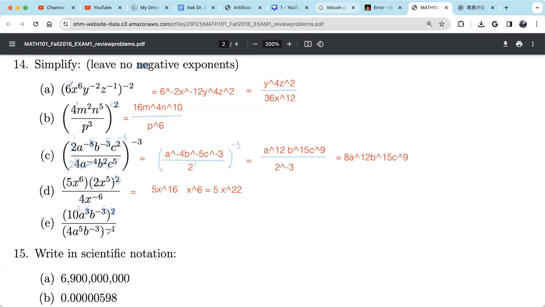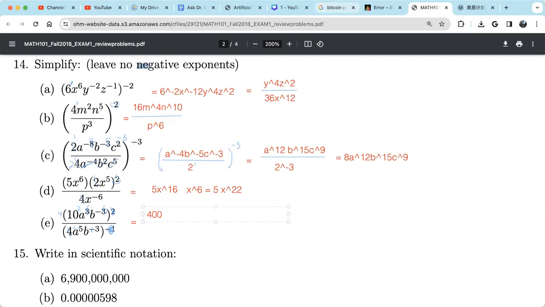And this one, the denominator will have everything inside the parentheses raised by -1. So we have 4 raised by -1, A raised by -5, and B raised by +3 after we're applying raised by -1. So now let's look for the numbers. So 4 raised by -1, we move this 4 to the numerator. 10 squared is 100. So we have 4 times 100, which is 400, right, for the number.